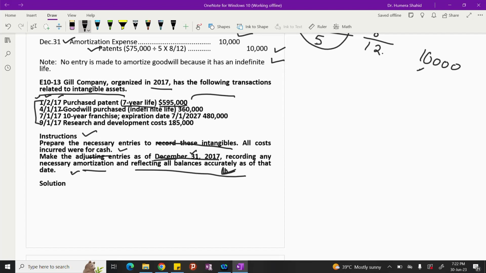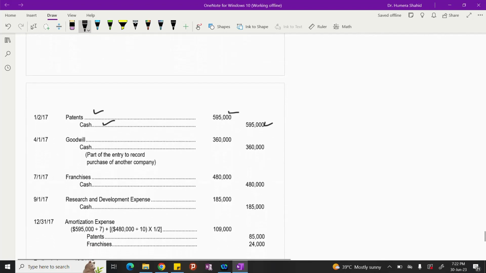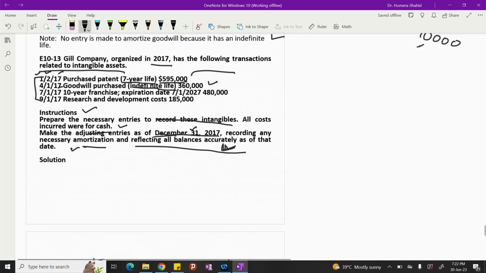4/1/2017, April 1st 2017, goodwill purchased, indefinite life, 360,000. So you purchase a goodwill. How did you purchase? We know that they might have acquired a business. So 360,000. So goodwill gets debit, cash gets credit, 360,000.